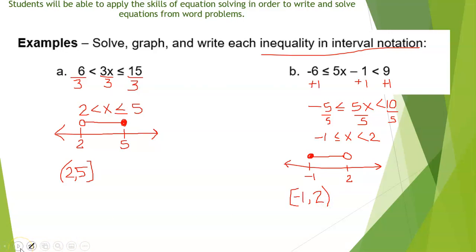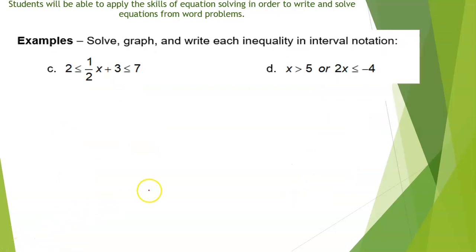So that's a parenthesis. All right, taking a look at the next one. Well, I can start by subtracting 3 from both sides. And again, this is an and because my x is in the middle. So when I subtract 3 from everything, I have negative 1 is less than or equal to 1/2 x is less than or equal to 4. So now I want to get x by itself, so I'm going to multiply everything by 2 to get rid of that fraction. So 2 times negative 1 is negative 2.